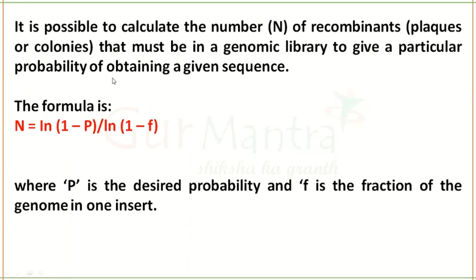And the formula is N is equal to ln(1 minus P) divided by ln(1 minus F). P means the desired probability, and F means the fraction of the genome in one insert. Okay, F is the fraction of the genome in one insert, and P is the probability. This is the formula, note it down, very important.